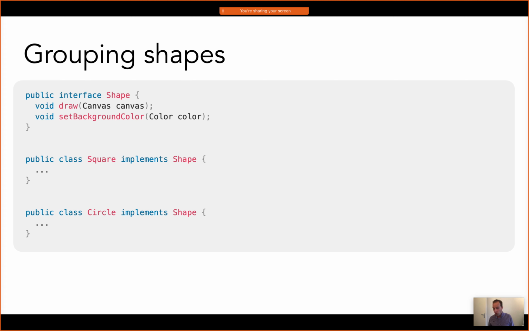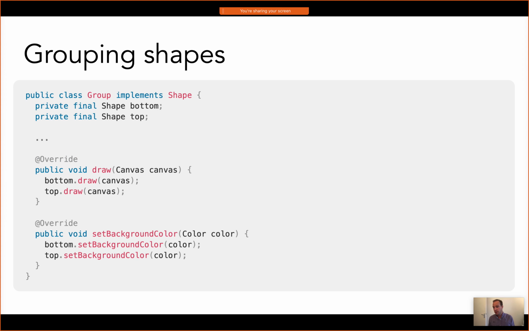And here we have two implementations of the shape interface, a square and a circle, and how they're implemented is not really important. But what is interesting to see is how the group is implemented. The first thing you notice is that a group implements the shape interface. So a group will act like a single shape, but instead it's multiple shapes. In this example, it has two properties of type shape.